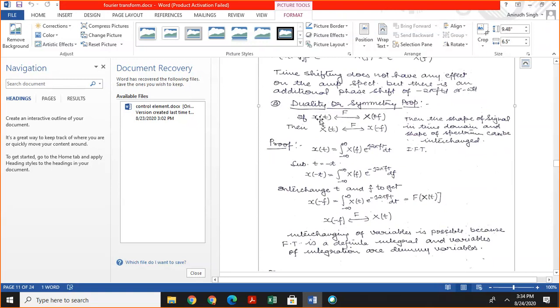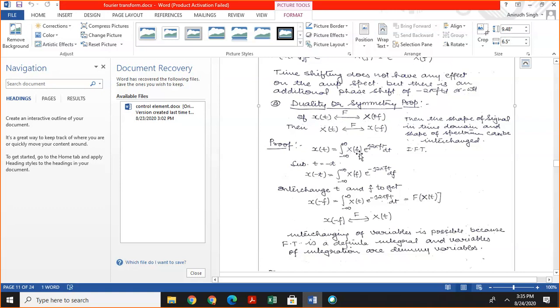If the Fourier transform of x of t is X of f, then this capital X represents the shape of the signal in the frequency domain, and this small x represents the shape of the signal in the time domain. So the shape in the time domain is interchanged with the shape of the signal in the frequency domain.